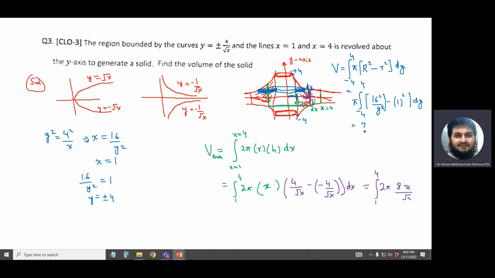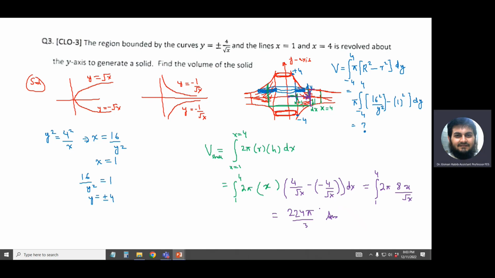x over under root x. x over under root x gives you the under root x, and you know the integral of under root x is x to the power 1 over 2 plus 1, divided by 1 over 2 plus 1. You do all of these things and you get the answer 224 pi over 3 when you put in the limits. That is the final answer.